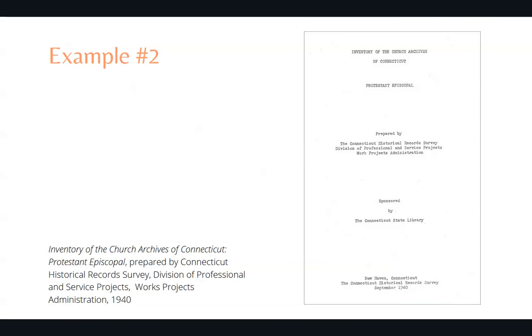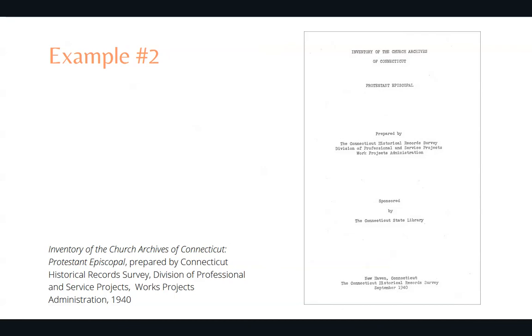To show you some variety and that not all inventories are created equal, let's look at the inventory of the Church Archives of Connecticut Protestant Episcopal. In this case, there was an inventory done of the church archives, which typically includes records beyond the vital type records we saw in the earlier example. Now, unfortunately, the entries in this volume are not arranged by location like we saw earlier, therefore making it a little challenging to examine the churches in a particular town.